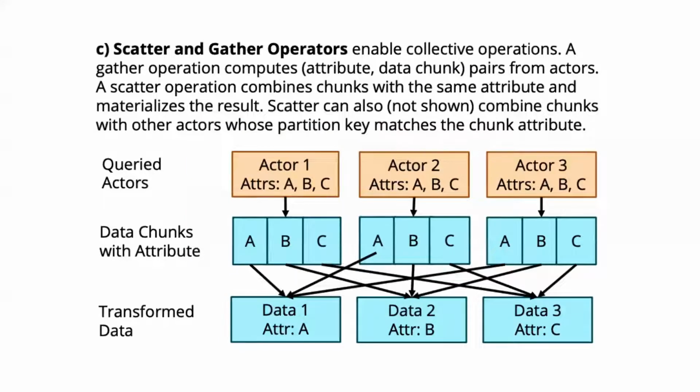The next ones are scatter and gather operators. They enable collective operations, and they provide data communication between these actors. So they enable operations like broadcast and shuffle. A gather operation computes pairs of data from actors. A scatter operation combines data with the same attribute and materializes a result.